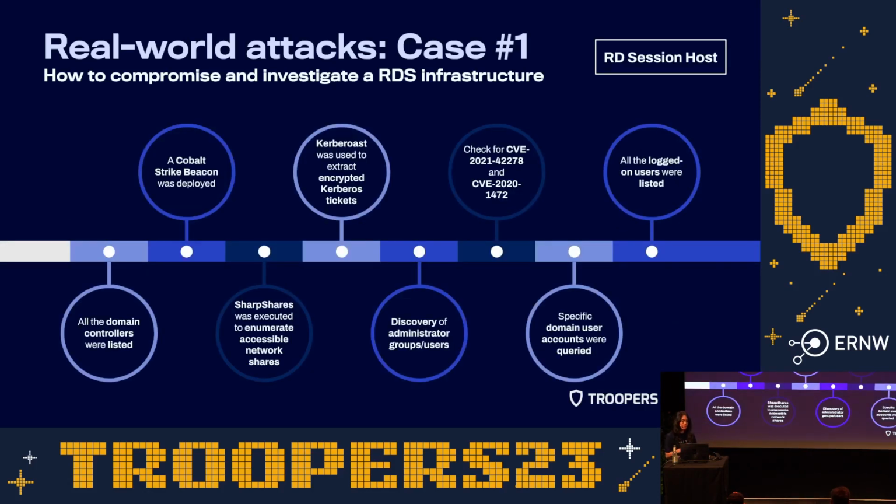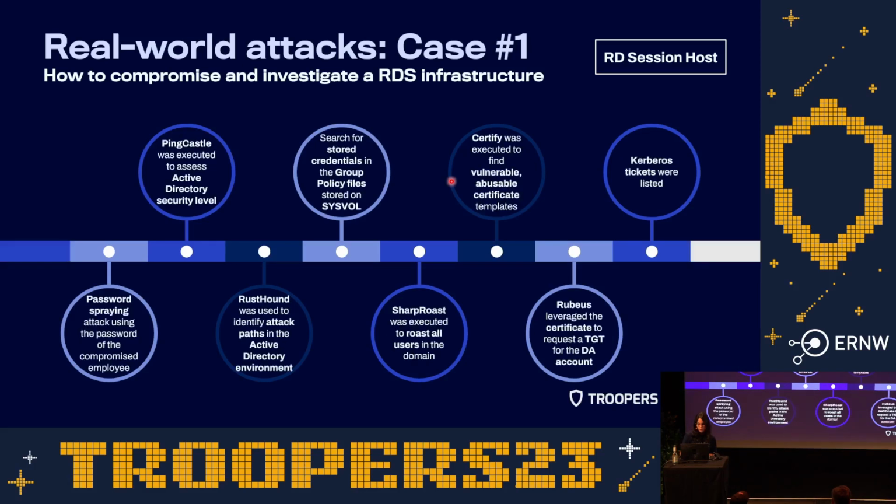And so for this attack, I decided to focus on the actions performed on the RD session host. And here's the timeline of the actions carried out by the attacker. This is mainly based on the PowerShell history file. There was a lot of reconnaissance and enumeration performed. There were some attempts at credential access and privilege escalation. I won't go into detail, but for instance, there were some checks for multiple CVEs, the first one for SAM account name spoofing, and the second one for Zerologon.